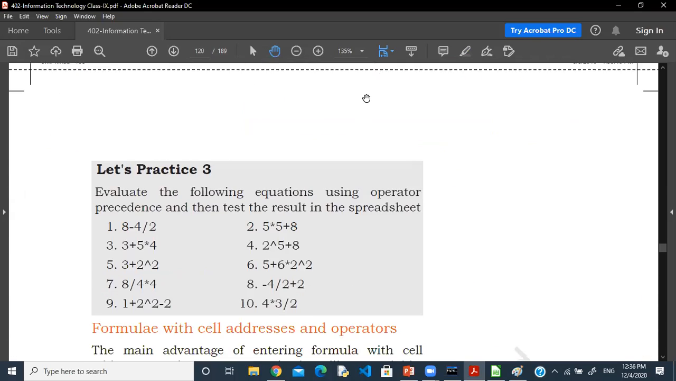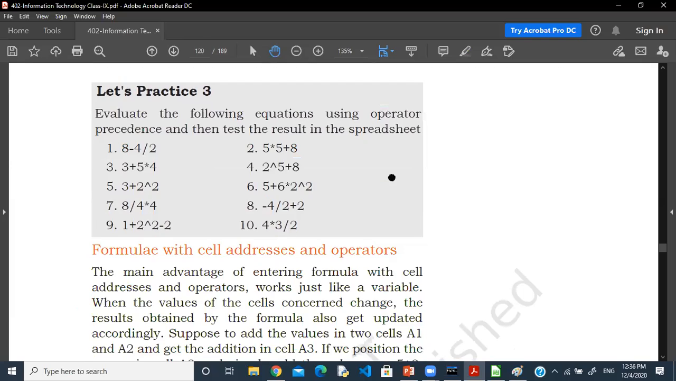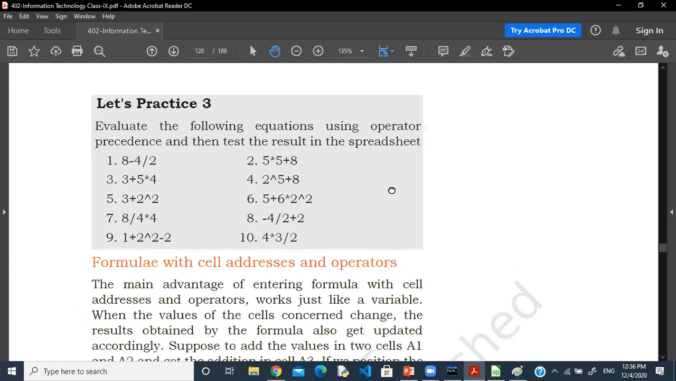Okay, so this is the exercise for you today. Today you all have to do this exercise. Let us practice: evaluate the following questions using operator precedence and then test the results in a spreadsheet. So these things you have to do. Do all these things in your Excel sheet, and whatever output you receive, please share the screenshot with me on my WhatsApp number.